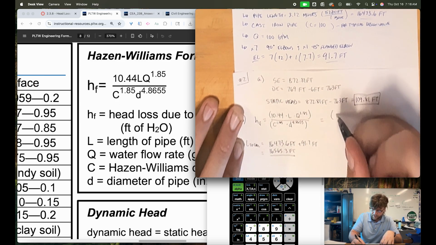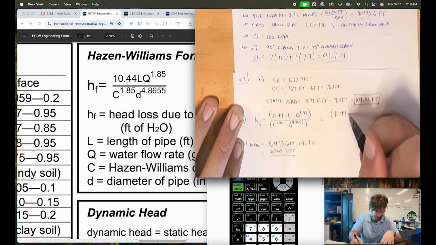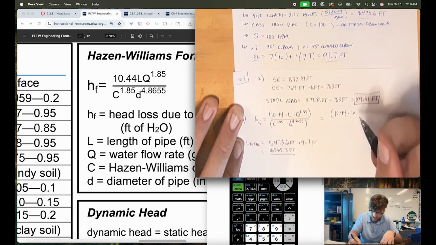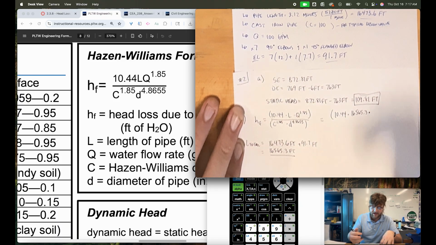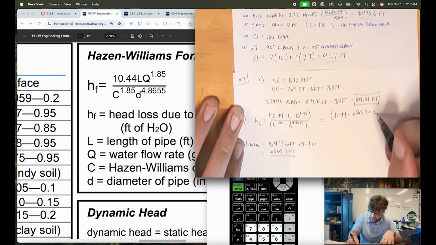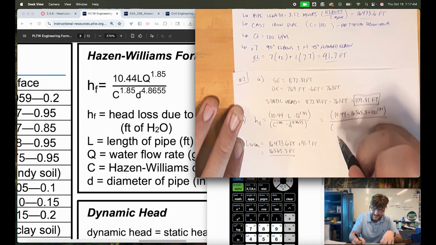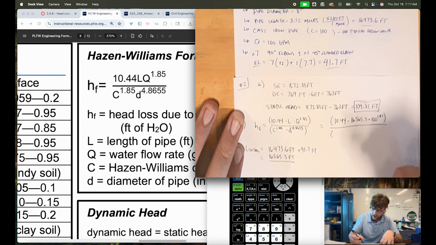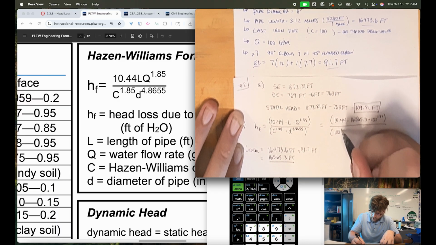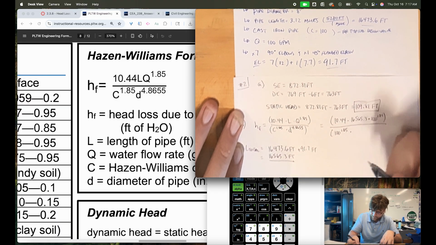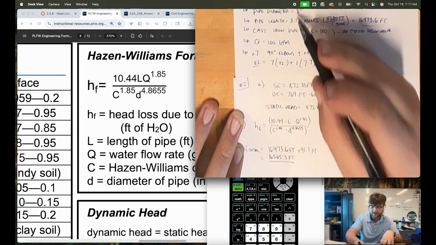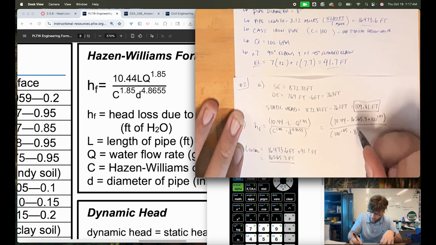So I'm going to put in the big parentheses here. It's going to be 10.44 multiplied by L, which is this value right here, 16,565.3. Then we're going to multiply that by Q. Q in our case is 100 gallons per minute. We're going to raise that to the 1.85 power. Close the big parentheses, divided by big parentheses again. C in this case is 100. So 100 raised to the 1.85 power, multiplied by the diameter of this pipe. The diameter of this pipe is 8 inches, raised to the 4.8655 power.